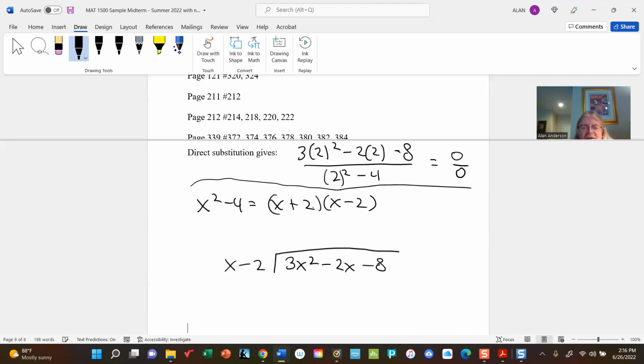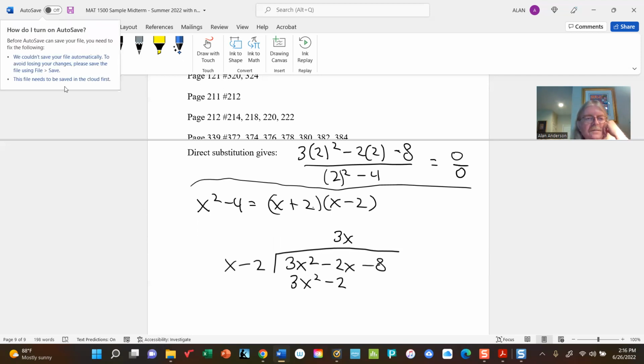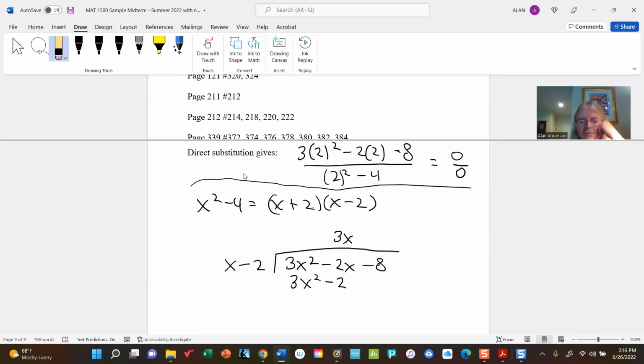Now, you might not remember how to do this. It's just like regular long division. What I'm going to do is start with 3x. Because if I multiply this term by 3x, I get 3x squared minus 6x. So what did I just do? 3x is multiplied by x minus 2. It gives me 3x squared minus 6x.